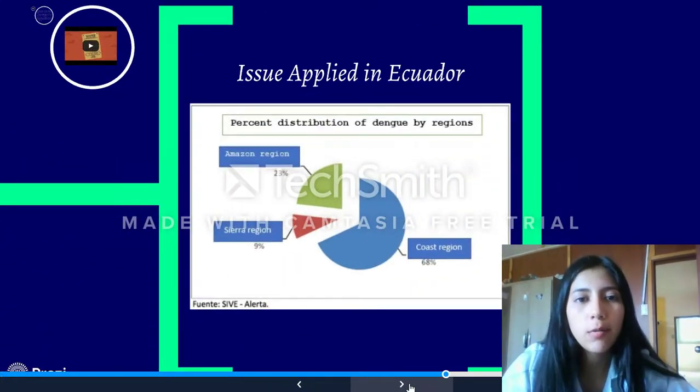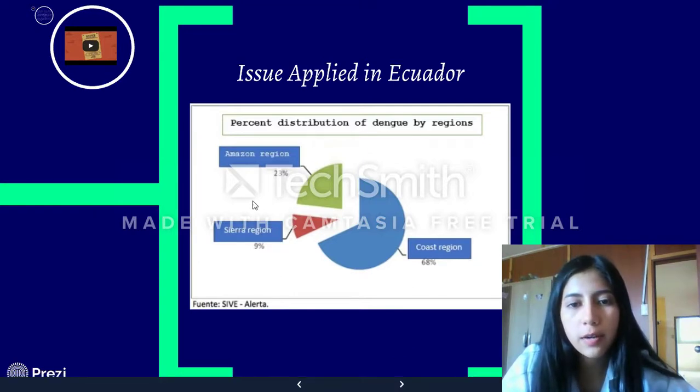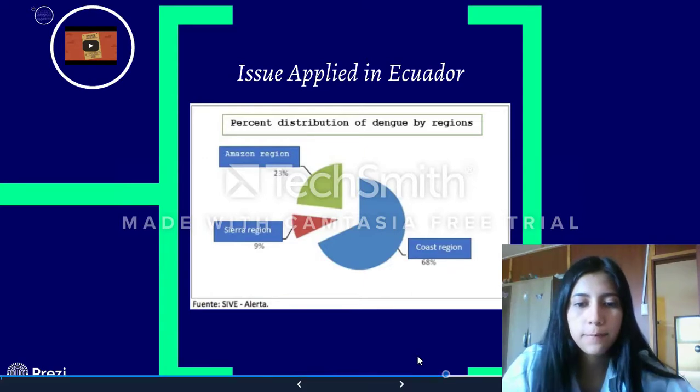Here we have a graphic that describes the percent distribution of dengue regions in Ecuador. In the Amazon region, we have 23%, in the Sierra region, 9%, and in the Coast region, 68%.